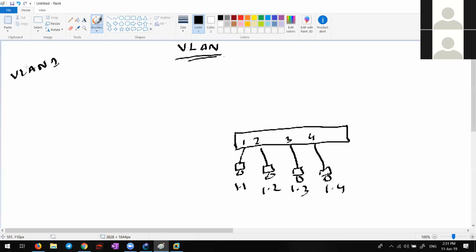vlan.dat. DAT is the short form of database. vlan.dat: D for Denmark, A for Apple, T for Thailand.